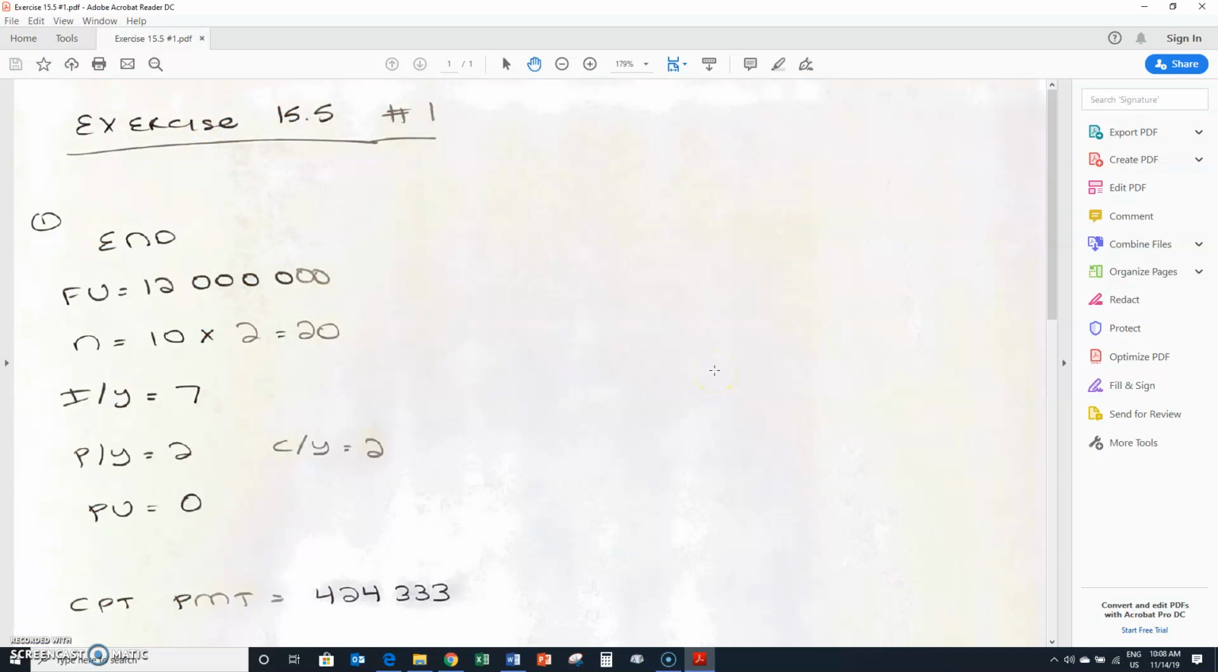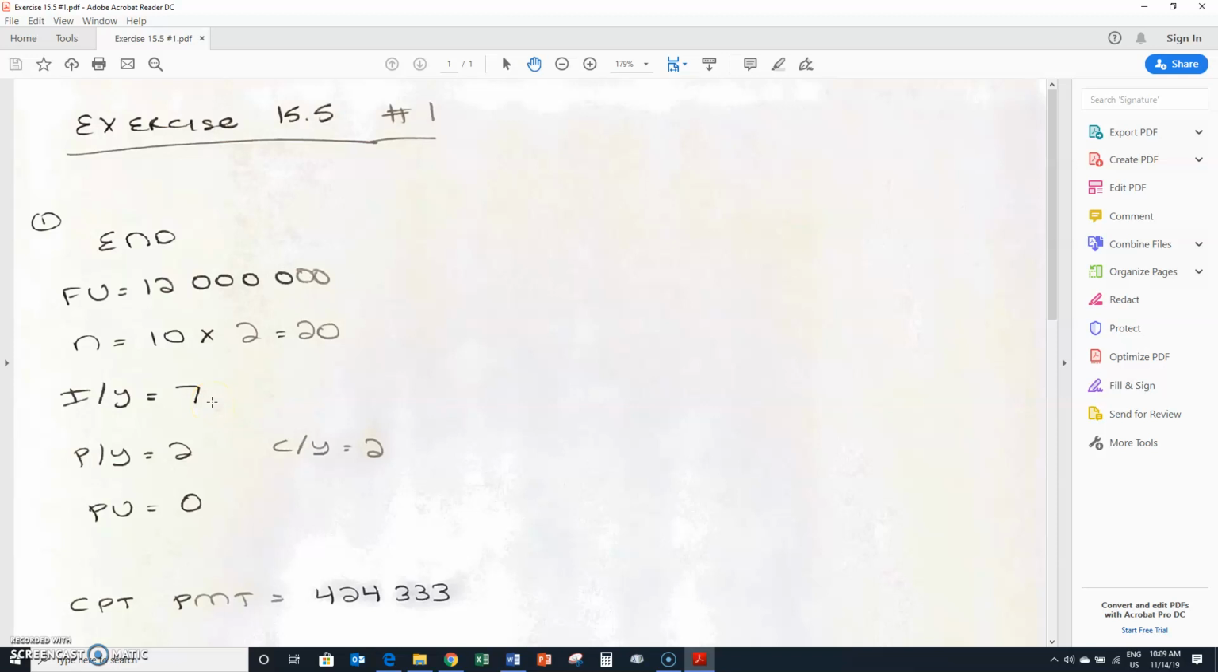So for number 1, we have to find the size of the periodic sinking fund payment and then the balance in the sinking fund at the time indicated in the last column. So for number 1, we know the end of term amount in the sinking fund, which is our future value, is 12 million. The term is 10 years, but they're semi-annual, so 2 payments per year, which would give us n equal to 20. Sinking fund rate of return, 7%, so our interest per year is 7.